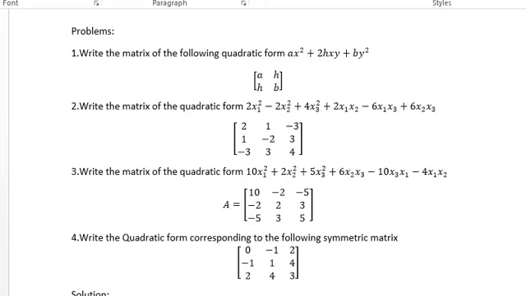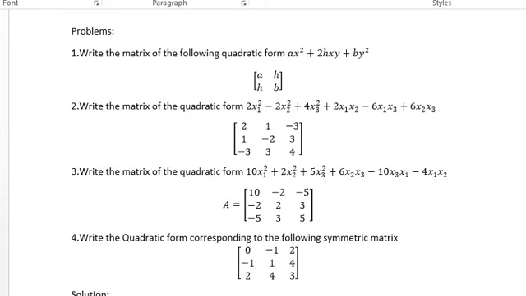Now let us see some problems. The theory has been discussed before. Now let's see some problems. The first problem is, write the matrix of the following quadratic form ax square plus 2hxy plus by square.